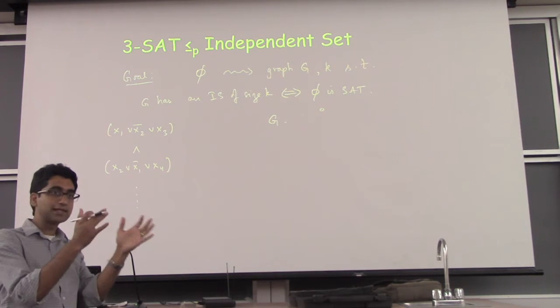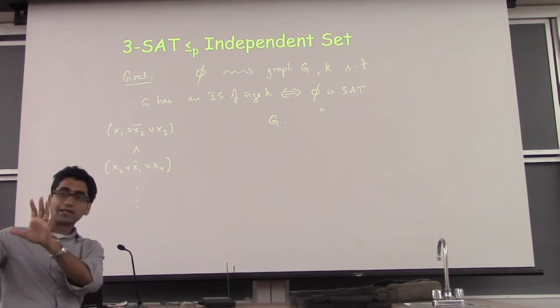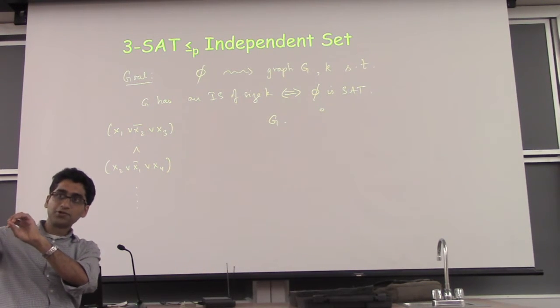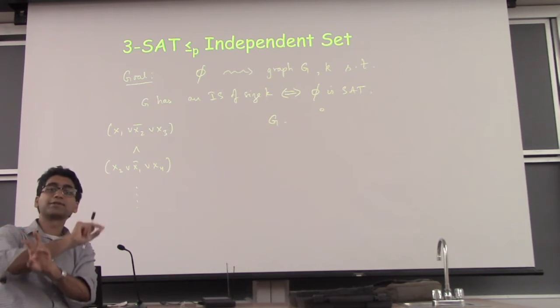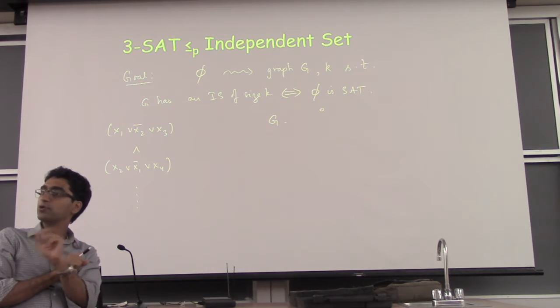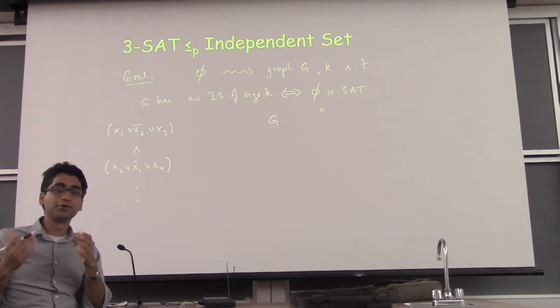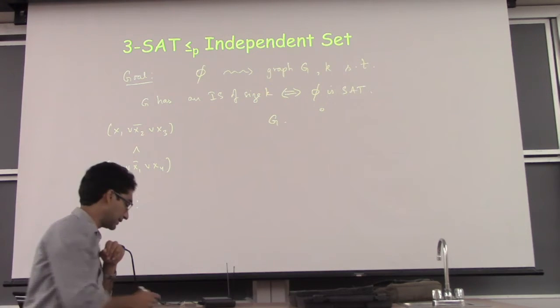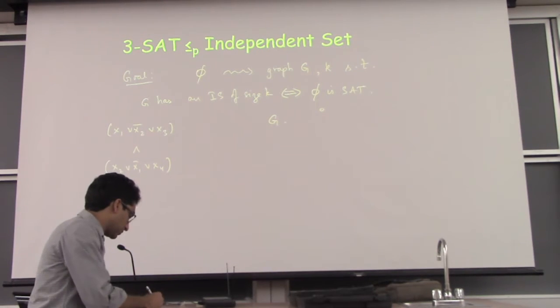Okay. So I'm given some phi. I want to come up with a graph such that a big enough independent set in this graph should allow you to recover a satisfying assignment. So that is how you usually think of it when you try to build a reduction. Okay. So let's try to see how you do that.